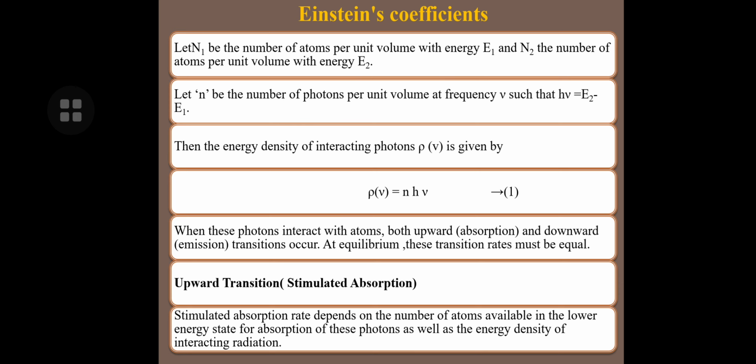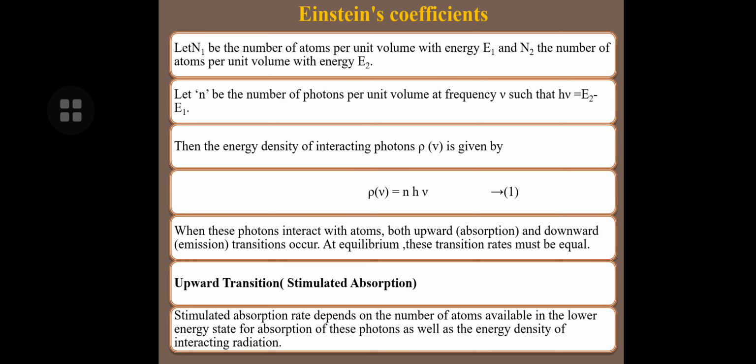Then the energy density of interacting photons, rho v, is given by rho v equals n h nu. n is the number of photons per unit volume, and h nu is each photon's energy. When these photons interact with the atoms, both upward transitions, that is absorption, and downward emission transitions occur. At equilibrium, these transition rates must be equal.